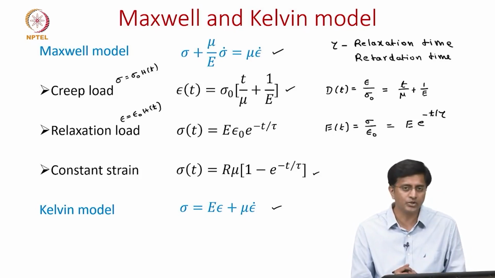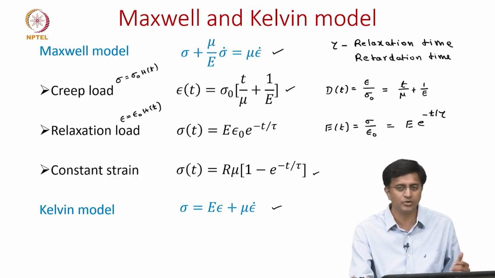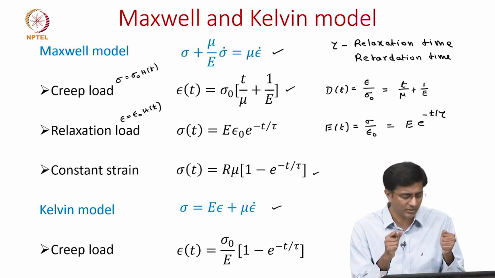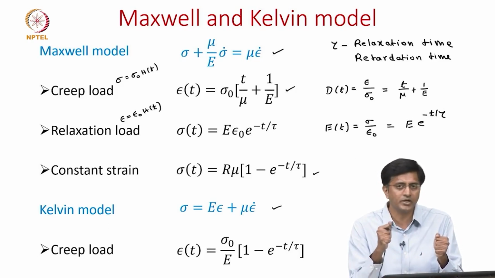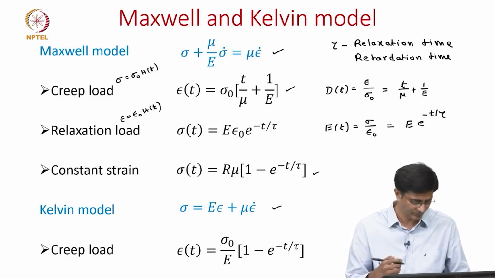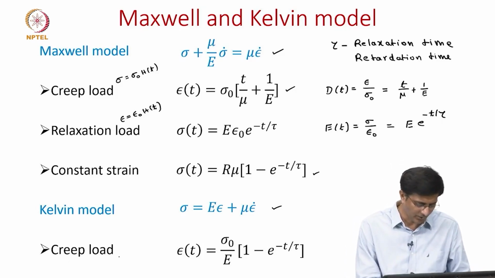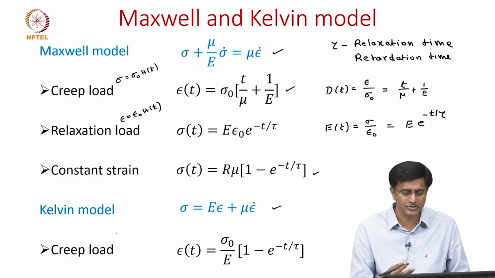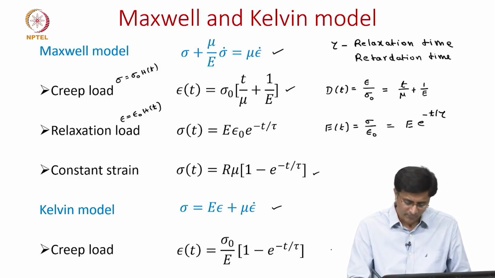So, when we move to the Kelvin model, we only discussed the creep load. We have not discussed the relaxation load, because if you recall, we said for a Kelvin model one cannot apply a true relaxation test, which means sudden displacement is not possible, and the reason is because of the damper. But coming back to the creep load, where the stress is constant, given here is the strain response.